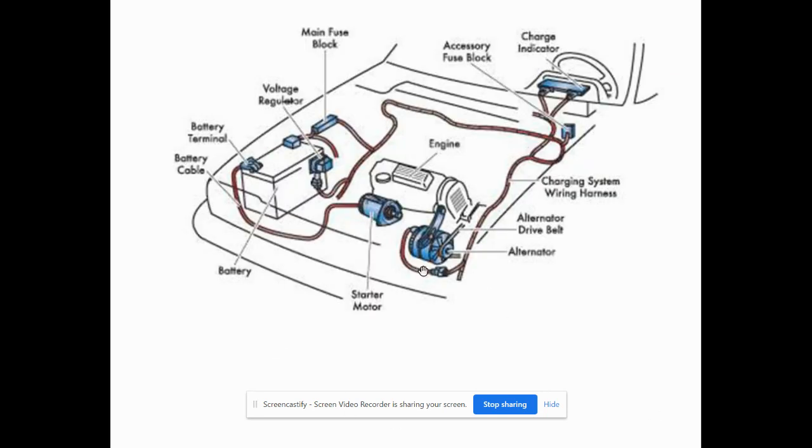Here's how it's hooked up in your car. So you have the lead acid battery here. It powers everything from starting your engine to the music to indicators to the windshield wipers.